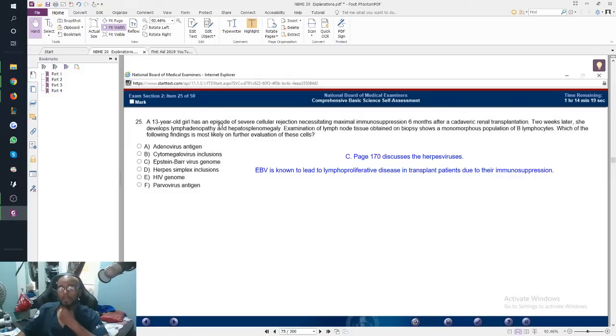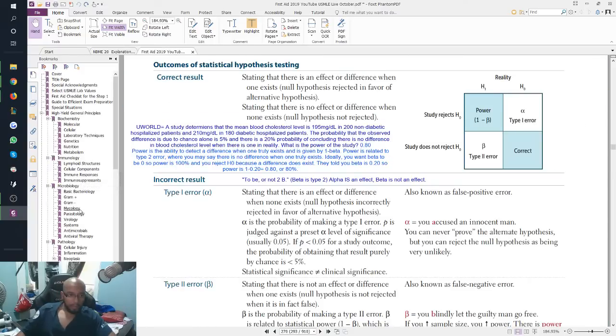Okay, so she got some kind of infection with the renal transplant, and with all questions regarding a renal transplant and some kind of infection, you immediately want to think of herpes viruses, Epstein-Barr virus, especially because they tell you there's a lot of B cells, right? B lymphocytes are involved. Epstein-Barr virus is known to lead to lymphoproliferative disease in transplant patients due to their immunosuppression. The other one that's known is also cytomegalovirus. So cytomegalovirus and Epstein-Barr virus are both really important.